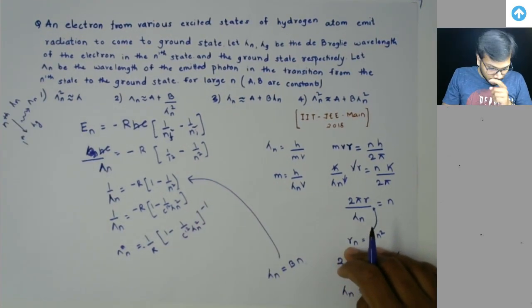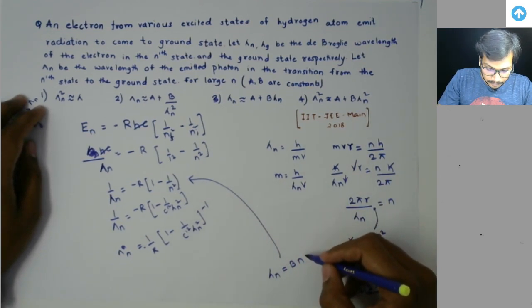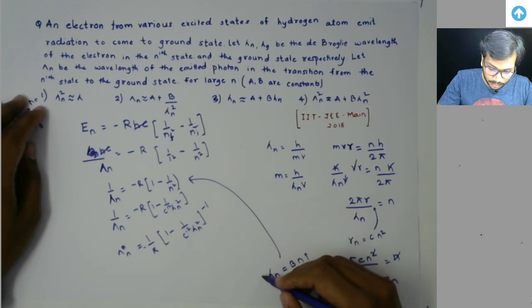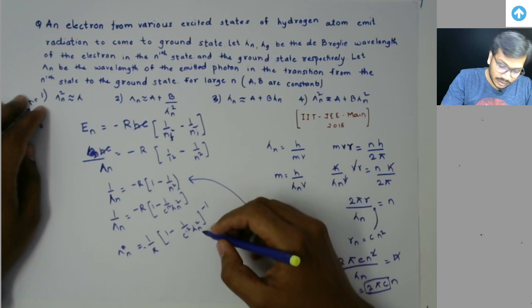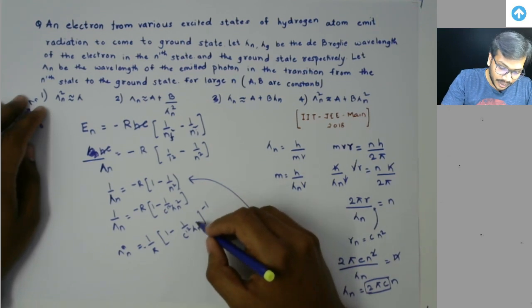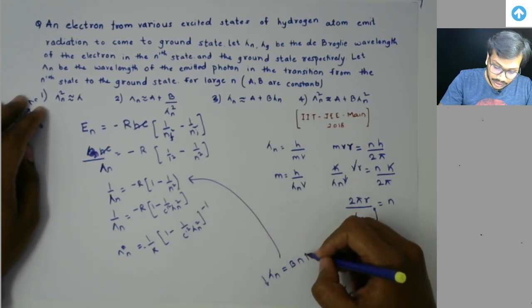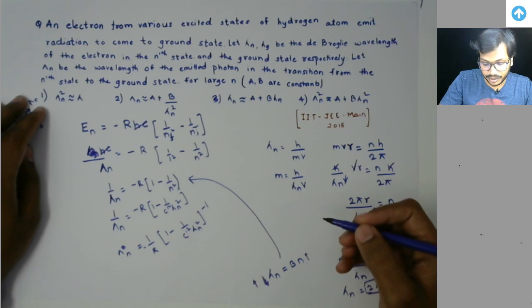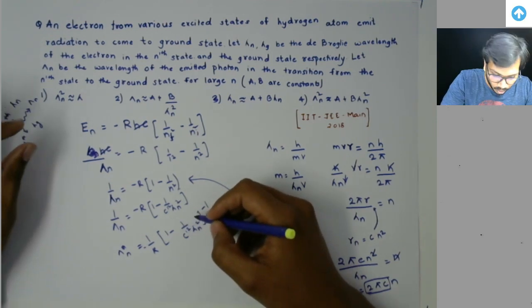Now if n is a large number, it means that lambda would be greater. Sorry, this is a direct relation: if n is greater, lambda n will also be greater, which means the denominator, a greater number squared, will be even greater, making this fraction a very small number.